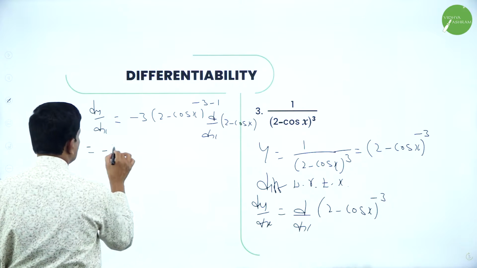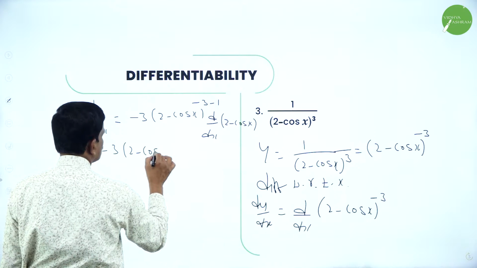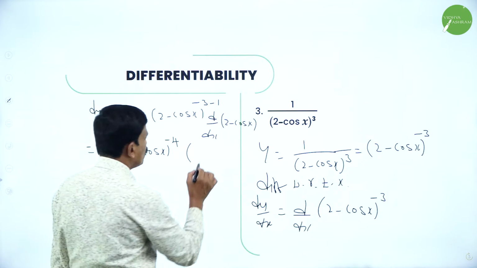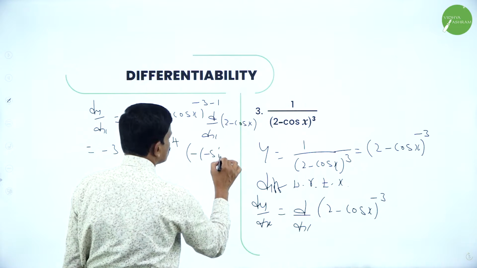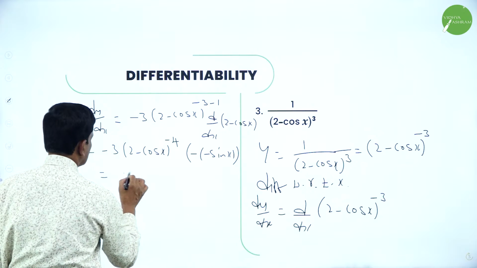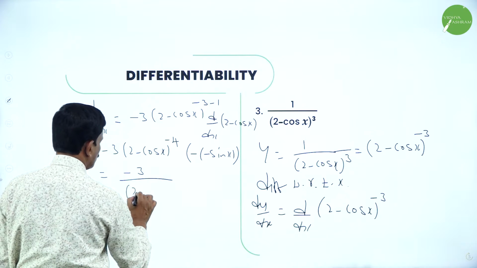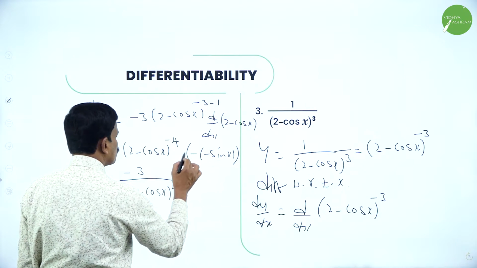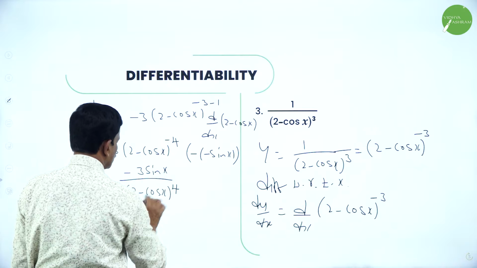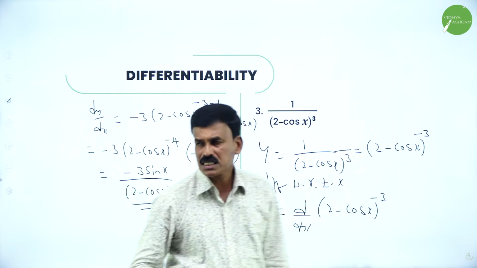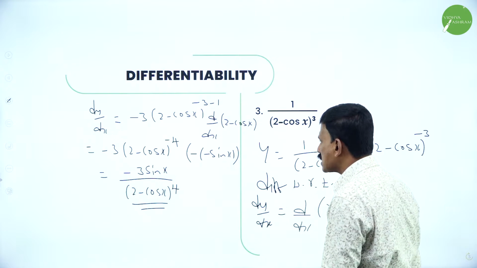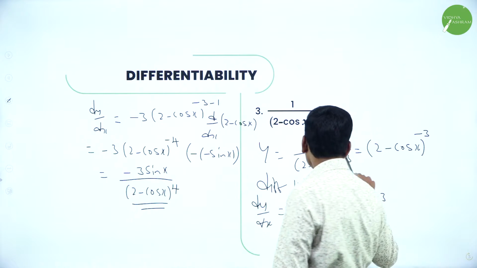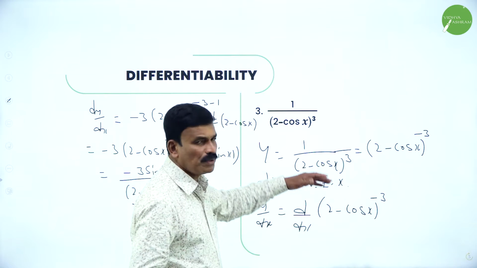Now differentiate this: minus 3 times 2 minus cos x all to the power of minus 4, into the derivative of 2, a constant, minus the differentiation of cos x, which is minus sin x. So this can be written as minus 3, bring this to the denominator, 2 minus cos x all to the power of plus 4, minus into minus is plus, into sin x. So the differentiated answer is minus 3 sin x divided by 2 minus cos x to the power of 4, which is the required answer. See here. Now here just take this to the numerator.